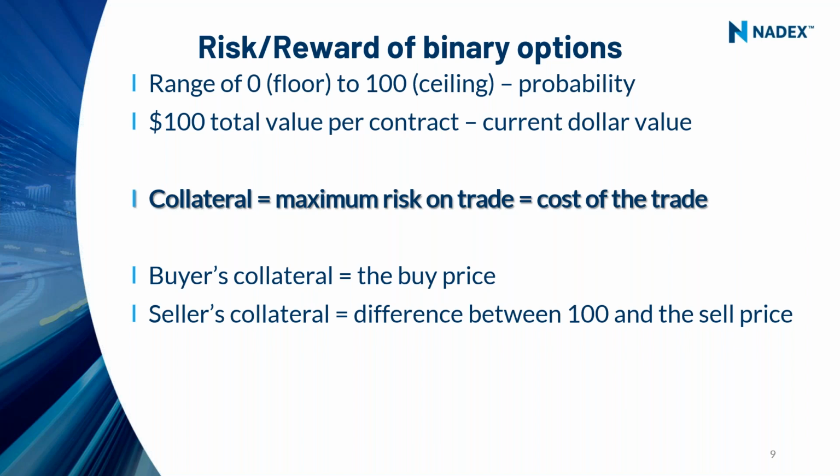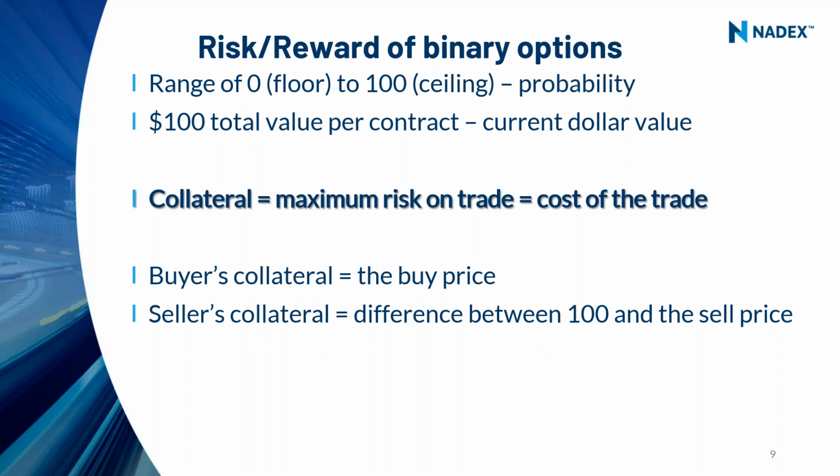Now, if I'm selling, I have to put up 100 minus my sell price. So if I sold one at 20, I'd have to put up $80. I'm risking $80. Now, what am I looking to make? If I sell one, I'm looking for it to go to 0. I'm looking to make $20. Now, people say, why would you do that? Well, selling one at 20, there's an 80% chance that it's going to go to 0 and I'll collect the $20. It means there's a 20% chance that it will go to 100 and I would lose the 80.